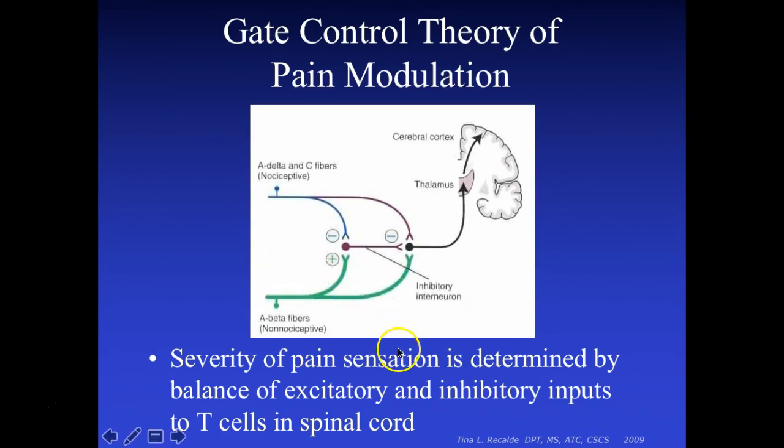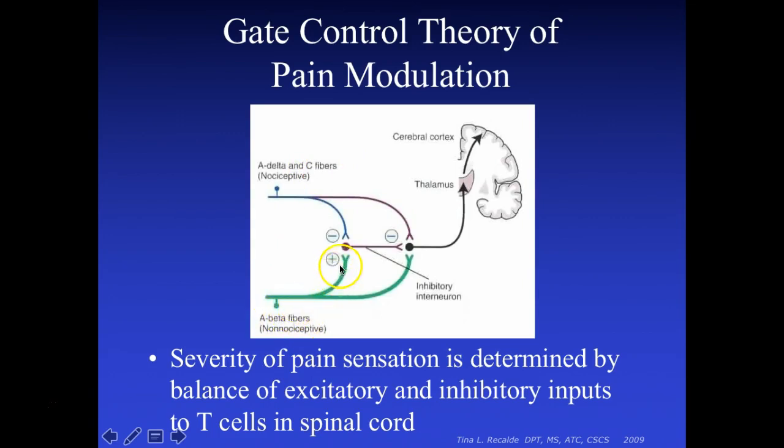So the severity of the pain sensation is determined by the balance of those excitatory, those positives, and those inhibitory inputs to T cells in the spinal cord. And so we know those T cells are those interneurons, right? So here we have the A beta fibers, which we call non-nociceptive, right? Because they don't cause pain. So that's the non. You can go back to our medical terminology, hopefully, and remember that means no pain. Whereas here we have the two that cause pain, the A delta and the C fibers. And remember that these both are located in the skin, but the C fibers also are in the muscle. The A betas are located in your skin.